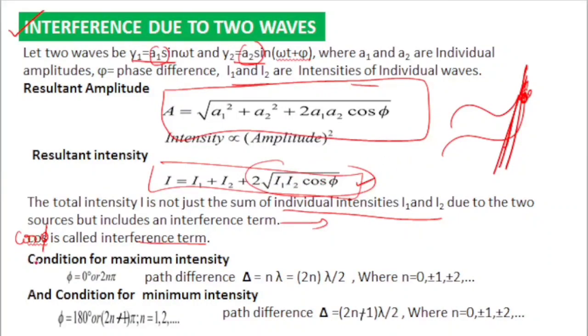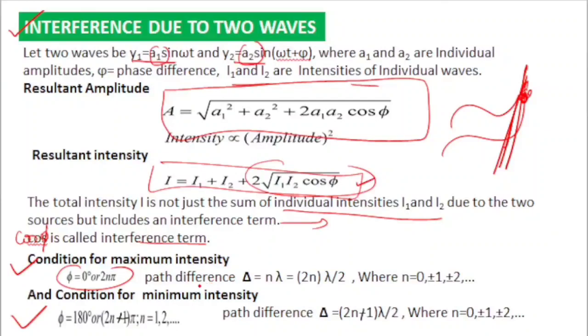So what is the condition for maximum intensity and what is the condition for minimum intensity? You know the maximum value of cos phi is what? 1, and cos phi is 1 only when phi is equal to 0 or 2 pi. So the phase difference must be an integral multiple of 2 pi. In that case maximum intensity is there.